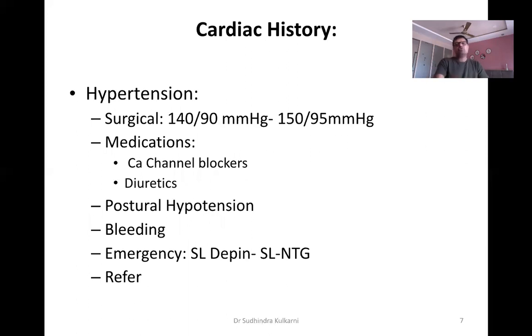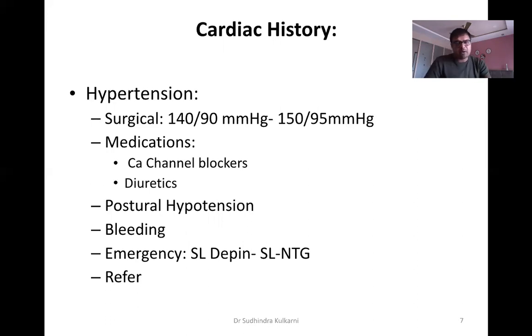Next, the most important clinical condition that we will be dealing with in our patients is the cardiac history. The cardiac history is very vast. Let's begin with the most common one, and that is hypertension. Most of the people who walk into our clinics who are probably about 35 or 40 years of age will tell you, doctor, I am hypertensive. Very, very common. It's probably more common than diabetes.